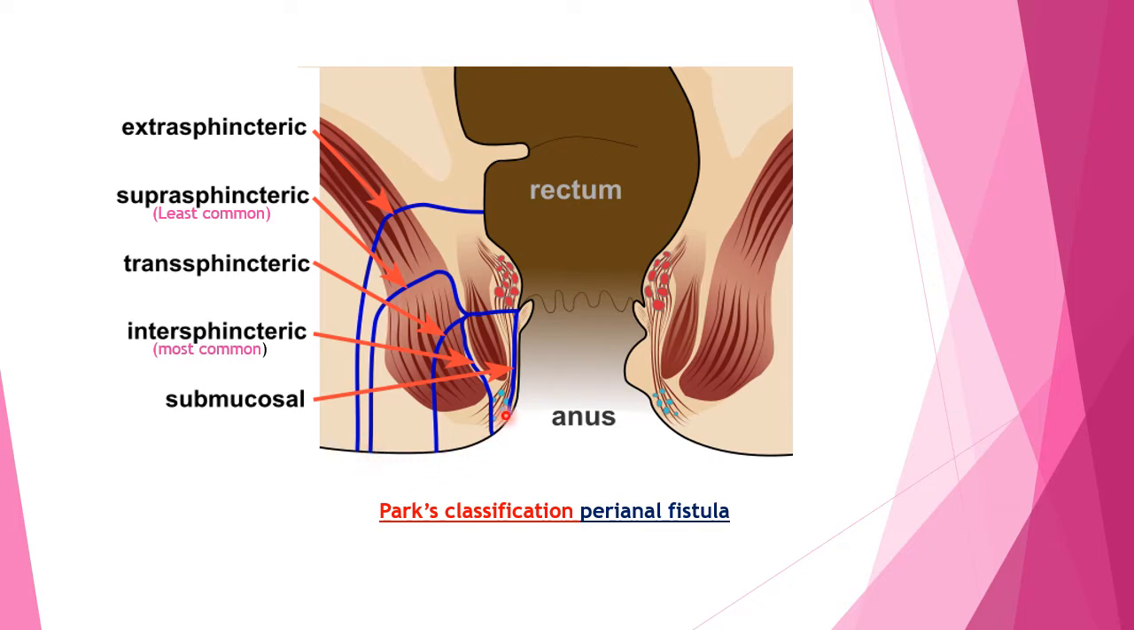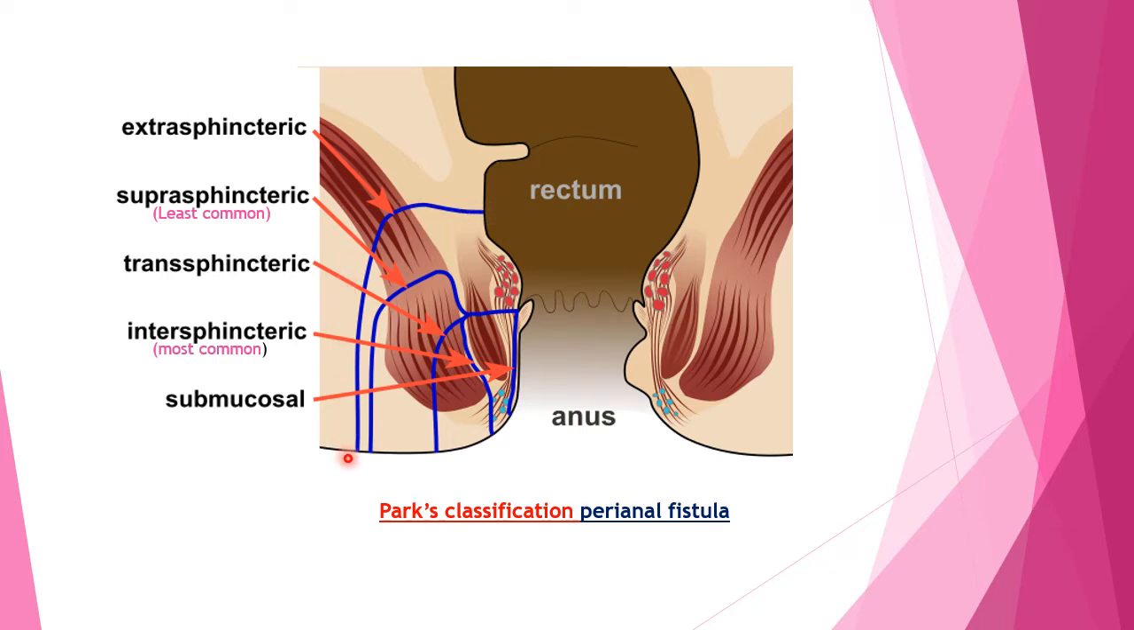The other ones are the submucosal fistula and the transsphincteric fistula, and also the extrasphincteric fistula, which opens at the perianal region right into the rectum here. This is a very high type.